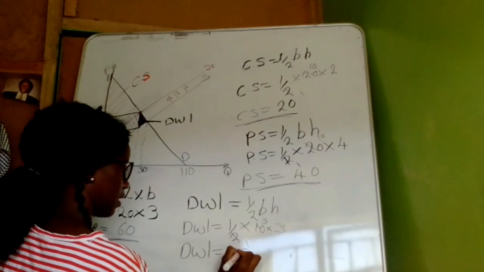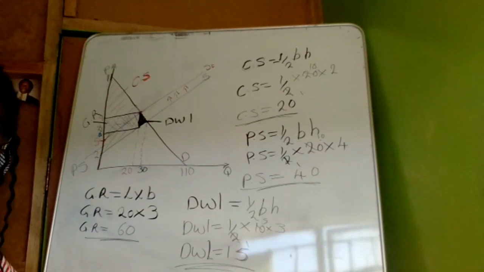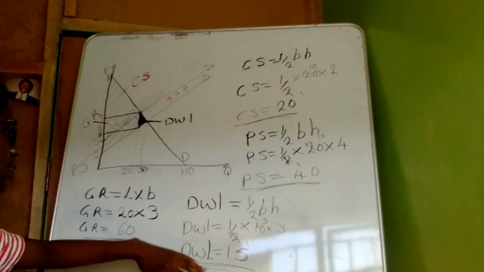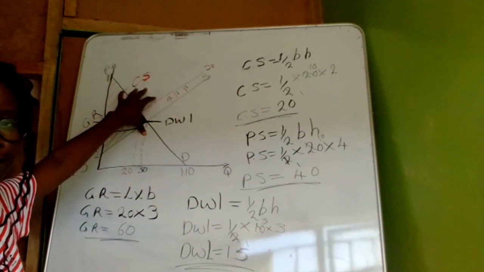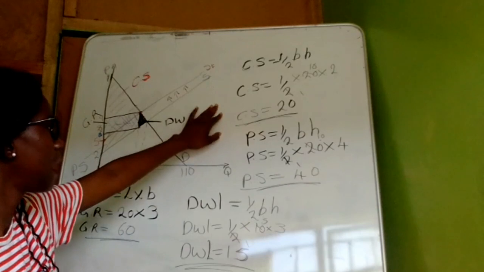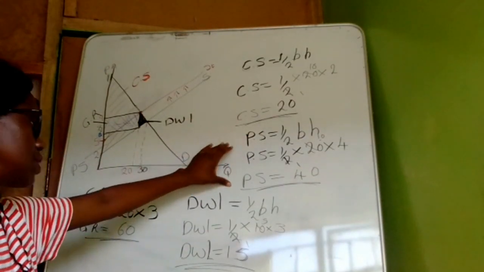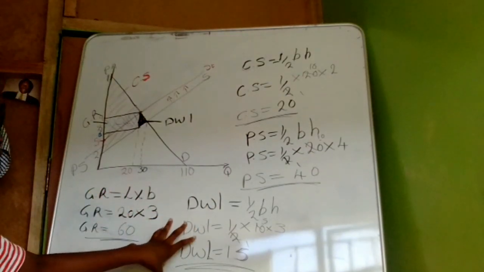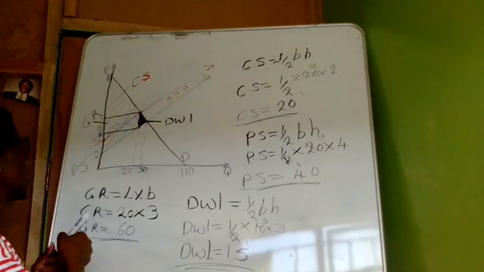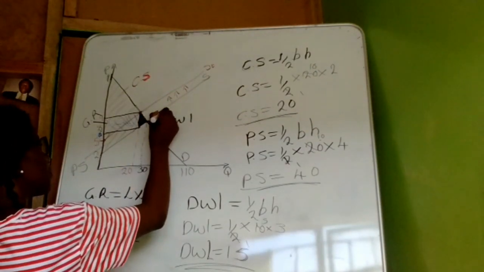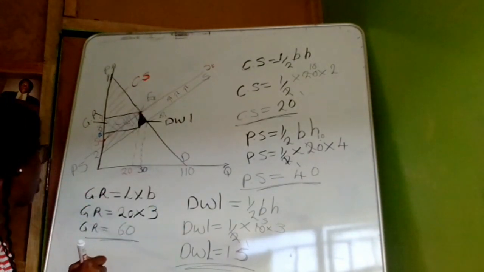My 5 looks like an S. So deadweight loss in this economy is 15. So that's how you get the new curve after tax. Then you get your new supply, your new consumer surplus, your new producer surplus, your government revenue, your deadweight loss. You show that your supply has moved from here to here. This was your first equilibrium. This is your equilibrium after tax. So you show all these things.